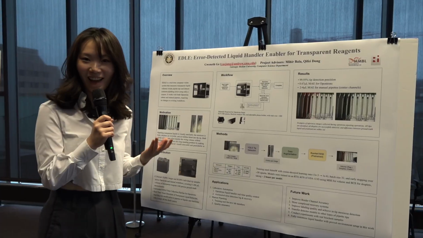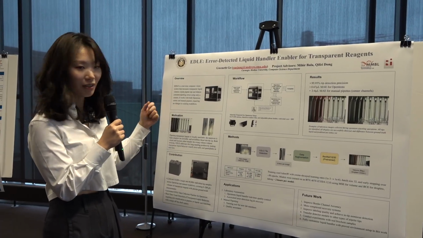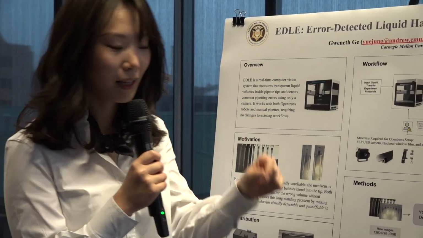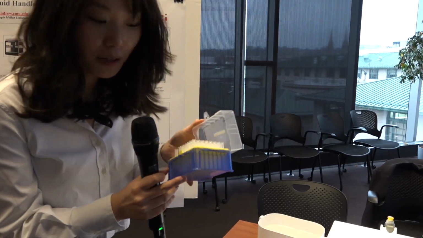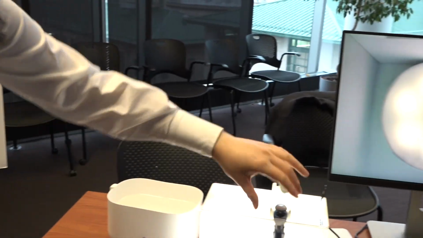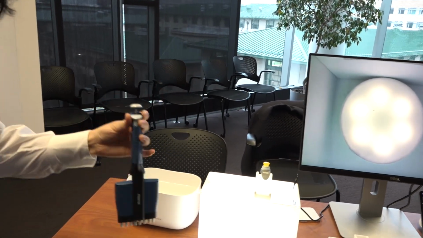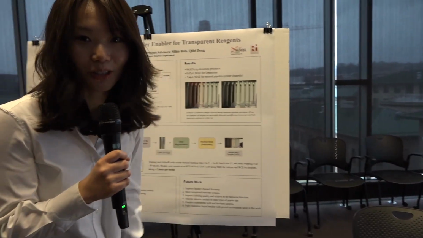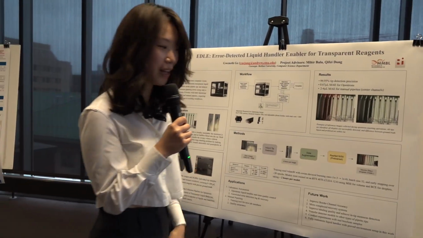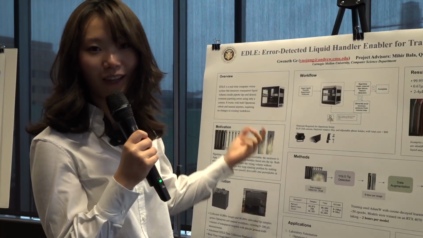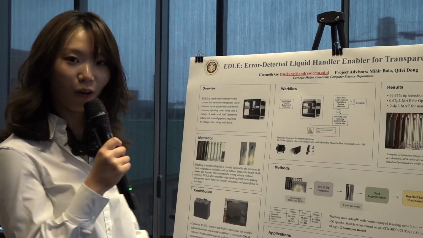First of all, what is EDLE? EDLE is a real-time computer vision system that measures transparent liquid volumes inside the pipette tips in real time, for both liquid handlers and for manual pipettes. So these are the pipette tips, and this is the manual pipette that you use with the tips to do the pipetting that you would do in high school for biochem experiments. And here is an example of a liquid handler, which is a robot that can do the pipetting for you automatically once you program it.